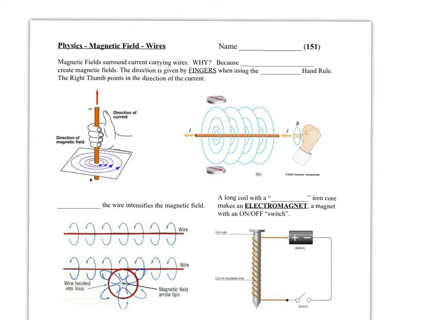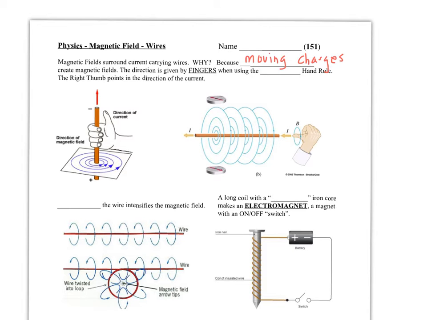So the question is, why do magnetic fields surround current-carrying wires? Well, because moving charges create magnetic fields. In this case, the moving charges are electrons. When an electron is not moving, there is no magnetic effect around it. So you have to have current in the wire, which is the moving electrons. Then once the electrons are moving, all in the same direction basically, the direction of the current, there's a magnetic field around the wire.